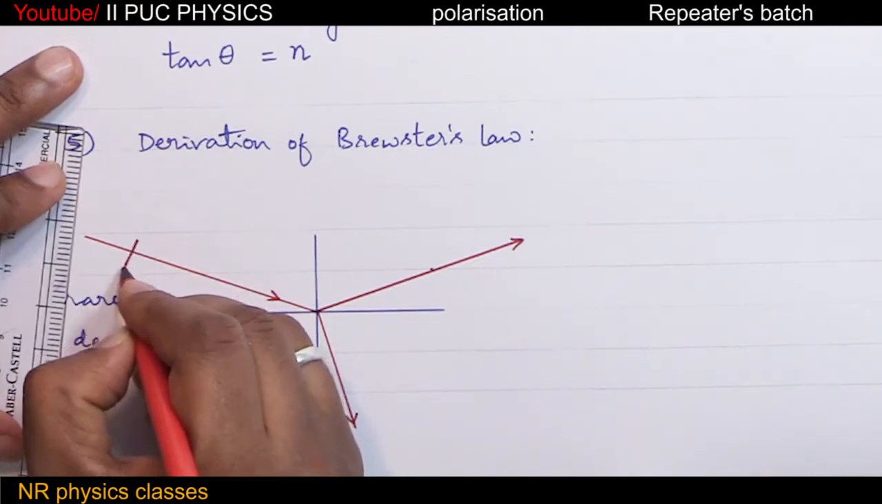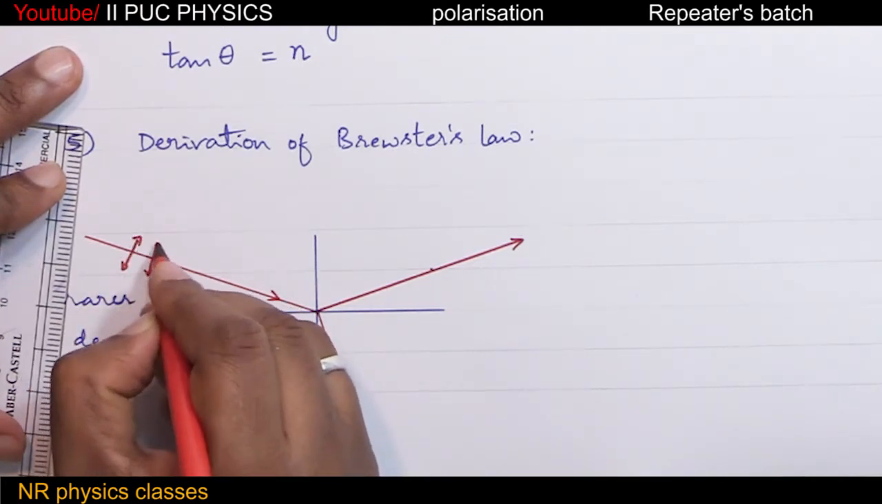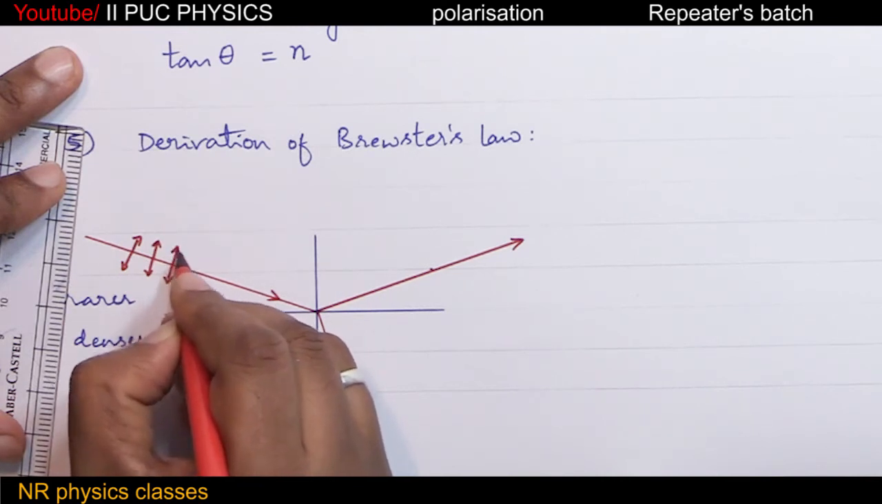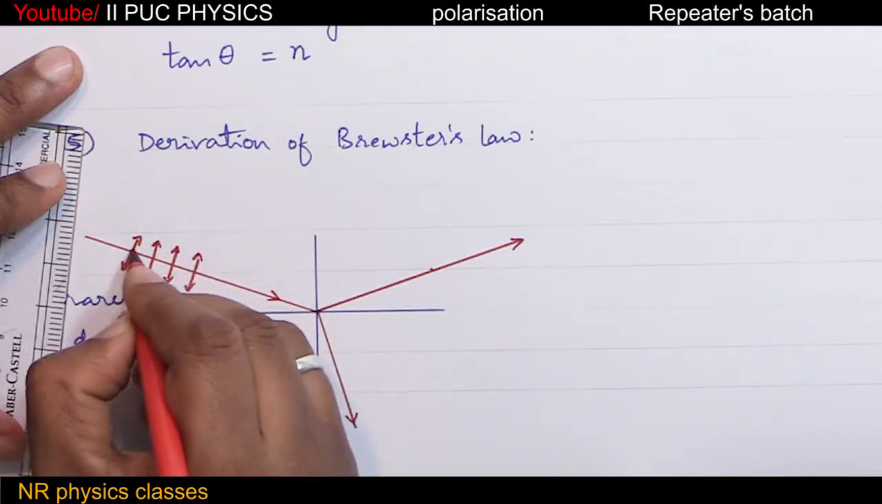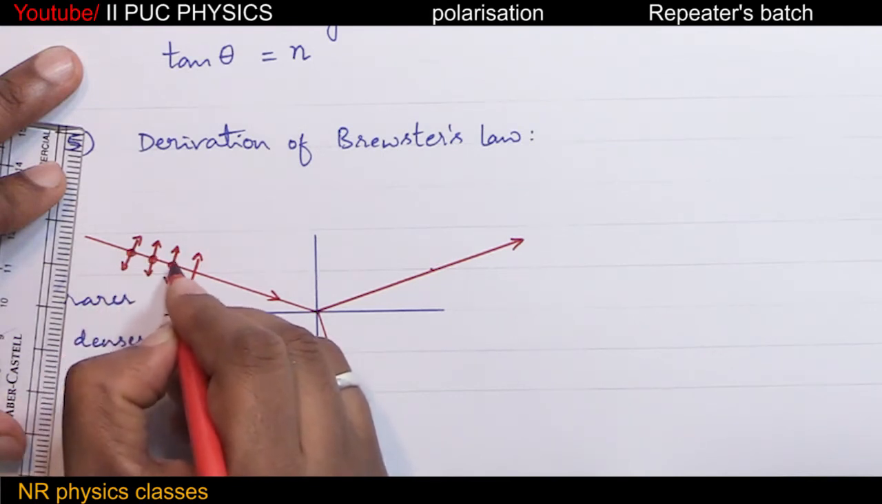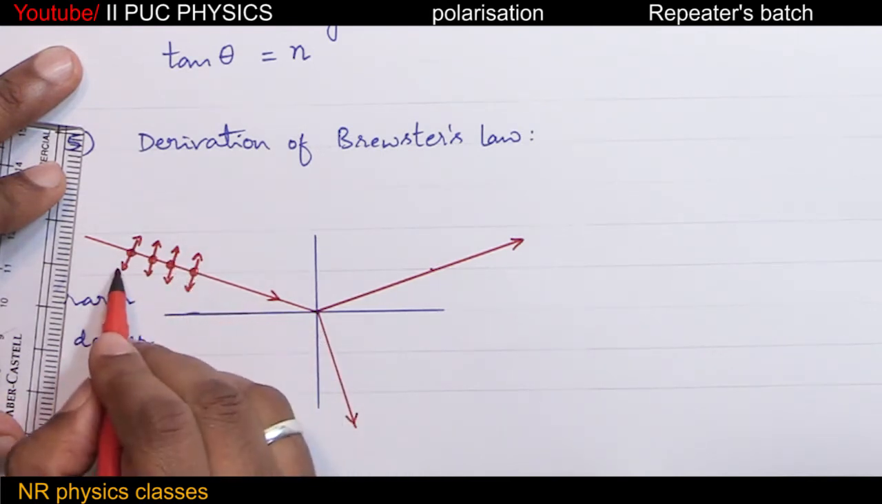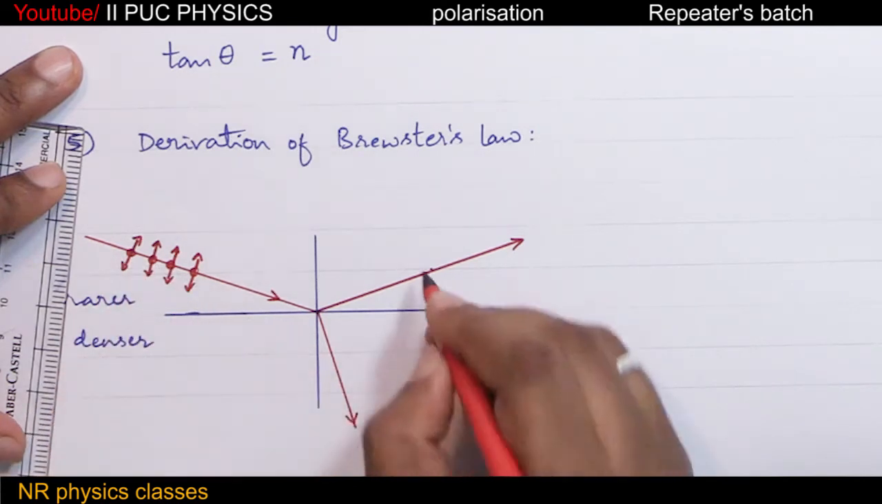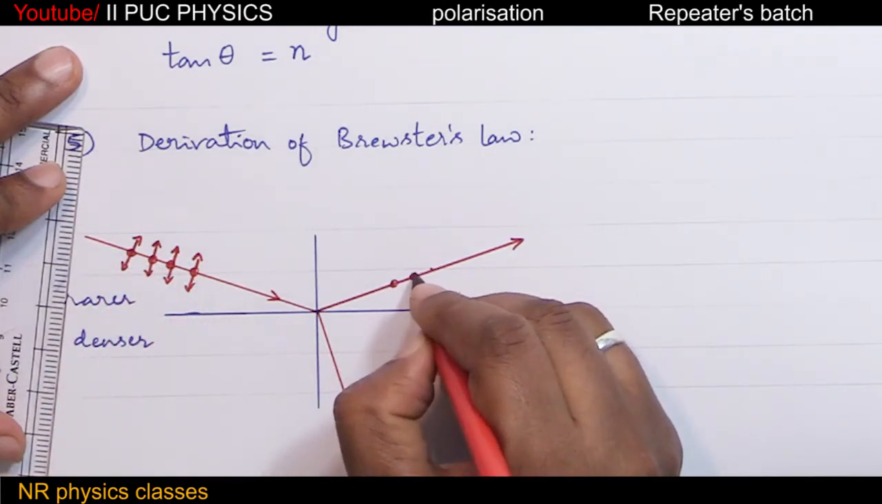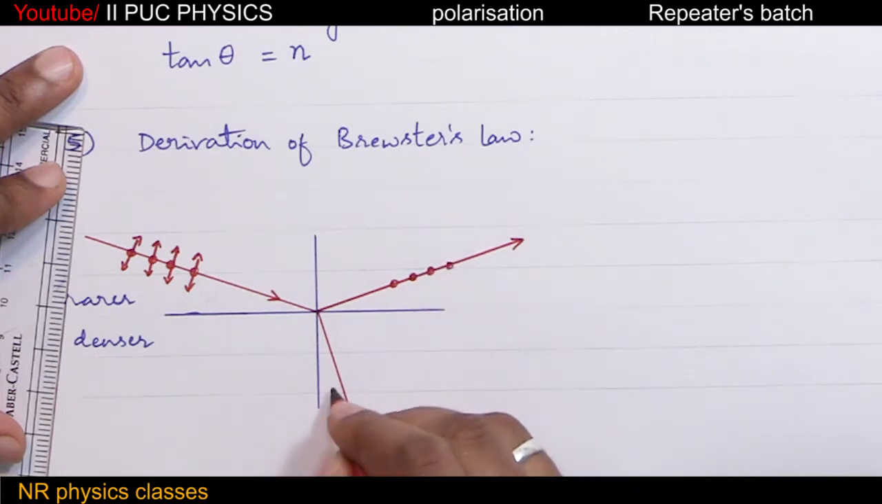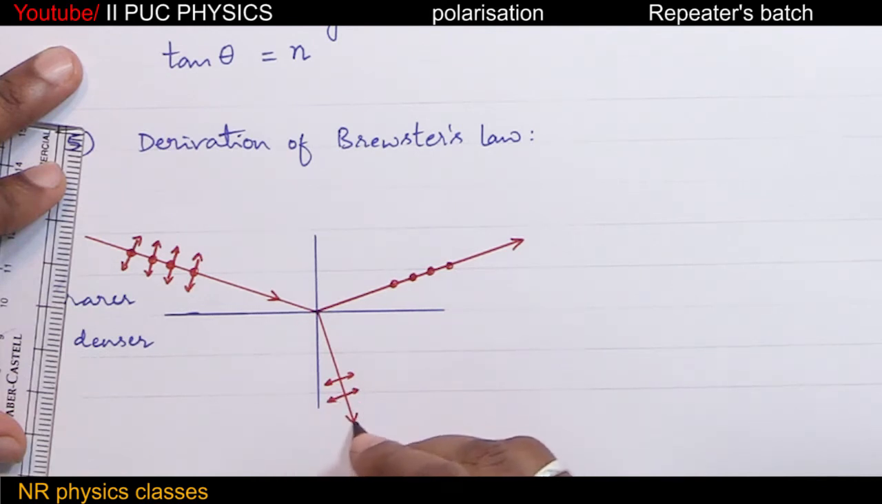Incident is unpolarized. Draw arrows with the dots. Give attention to the diagram. Equal number of arrows and equal number of dots. Reflected should contain only dots. Refracted, less number of dots. Dot, dot.